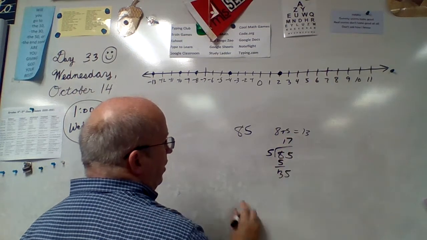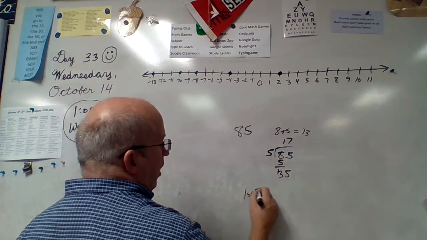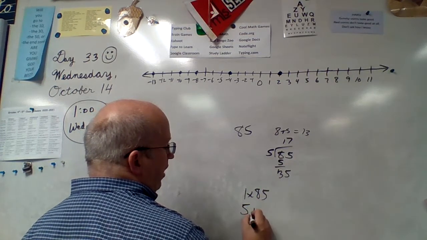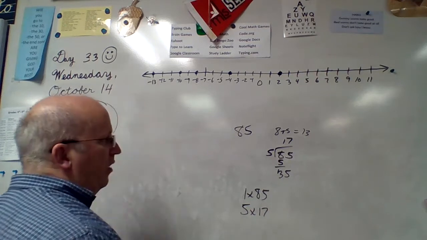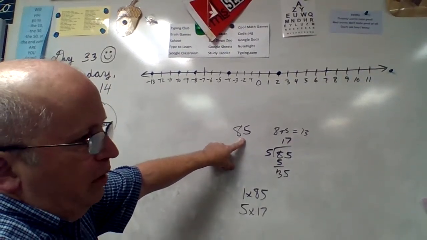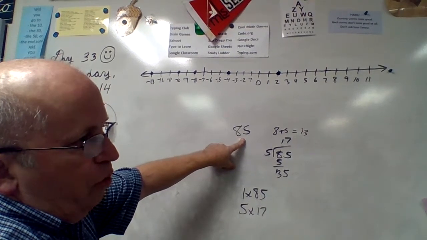I get 17 times. So far I know that 1 and 85 are factors of 85, and I know that 5 and 17 are factors of 85. Let's keep going. Is this divisible by 6? Nope, because it wasn't divisible by 2 or by 3.